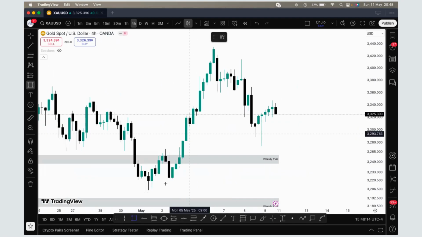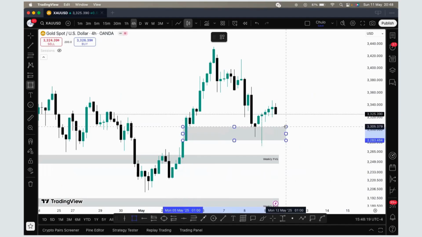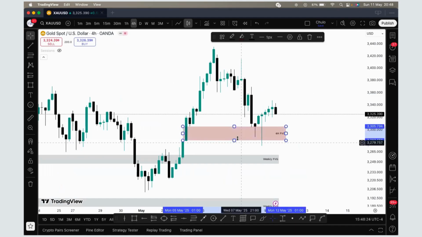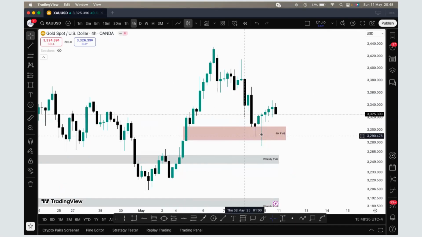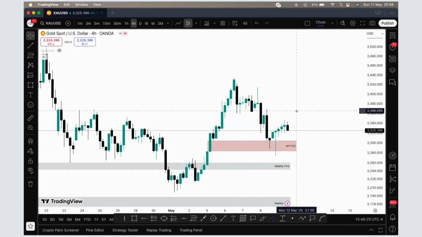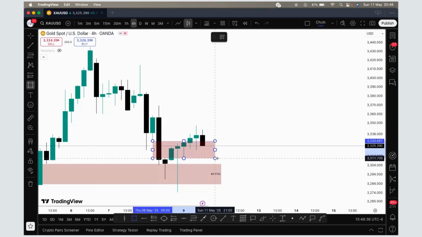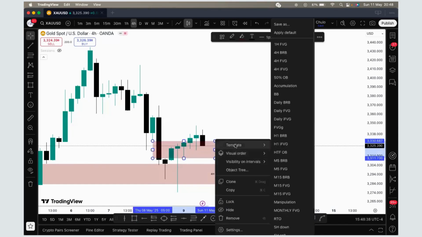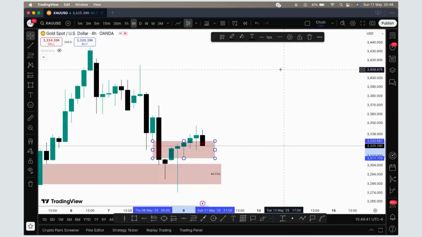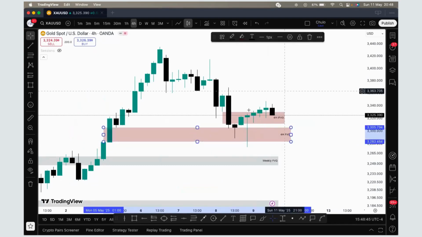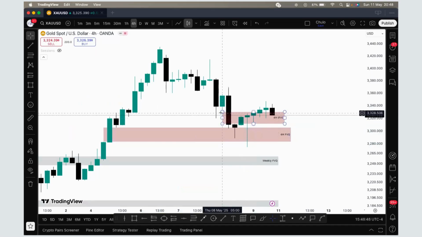And if you clearly look at this movement here, we have this 4-hour gap here. Price closing below it, and also we have an inversion here. We have an inversion here. We have an inversion here.